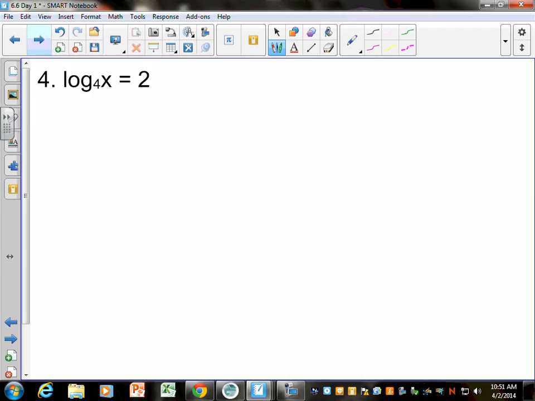This is one you have two ways to solve. You could rewrite it using the definition. So you could rewrite it doing what? You'd say 4 to the 2 equals x. That's it. That's the answer. So there's another way. Or you can also log 4 both sides, and you get x equals 4 squared, which is 16. Last one.